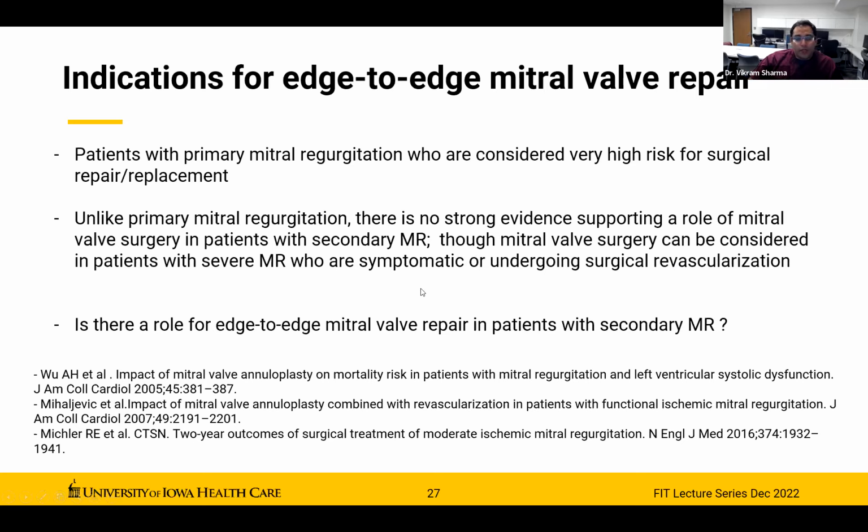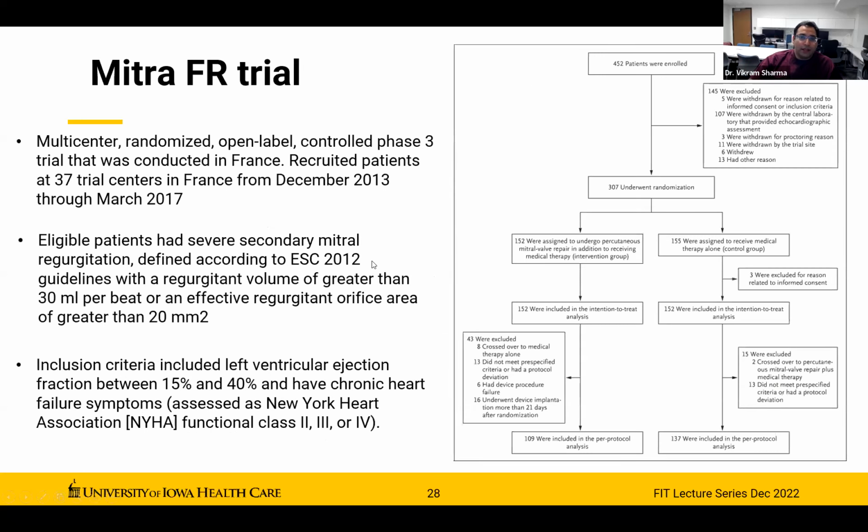But is there really a role for edge-to-edge mitral valve repair in patients with secondary MR? There are a couple of studies that came out in 2018 that looked at this. The first one that I will discuss is the Mitra-FR trial. This was a multi-center trial that took place in France between 2013 and 2017.